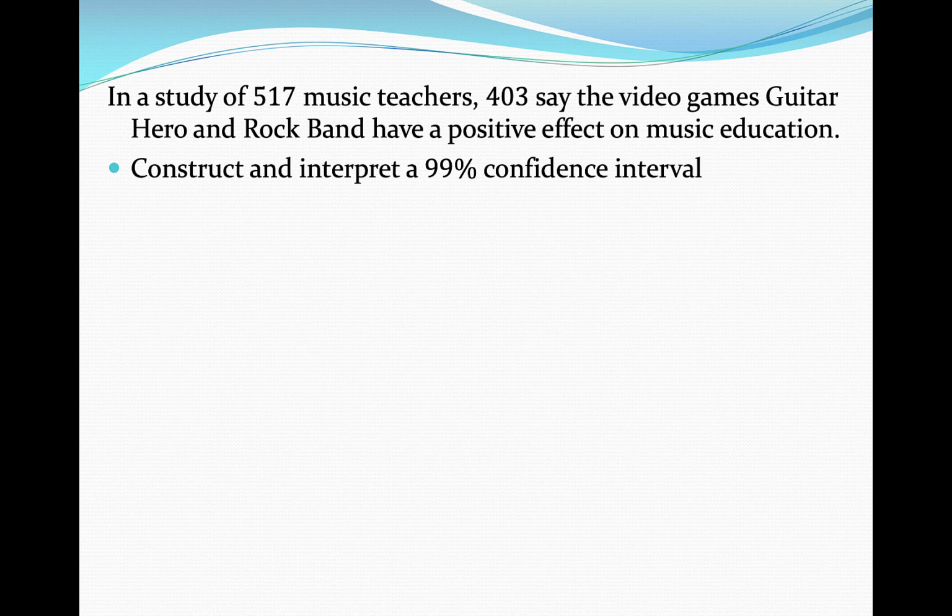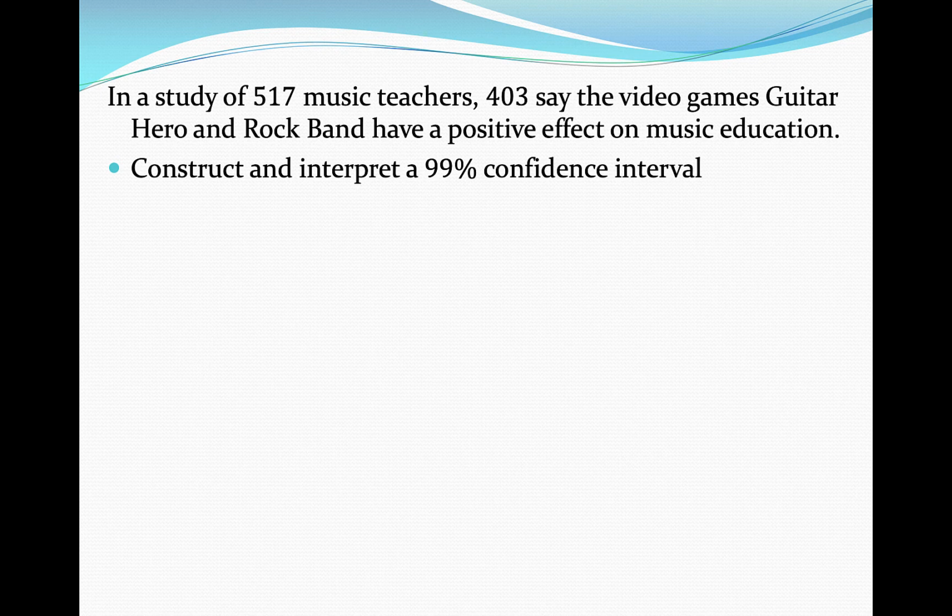So 99% confidence interval. So one thing that's changed, obviously, is in this case, we're not going to be 95%. We're going to be 99% confident. But there's one other big change in this case. When you read this question, it looks a little different because it says, in a study of 517 music teachers, 403 say these video games have a positive effect on music education. So notice there is no standard deviation here. There is no mean. All we're basically given is 403 out of 517.